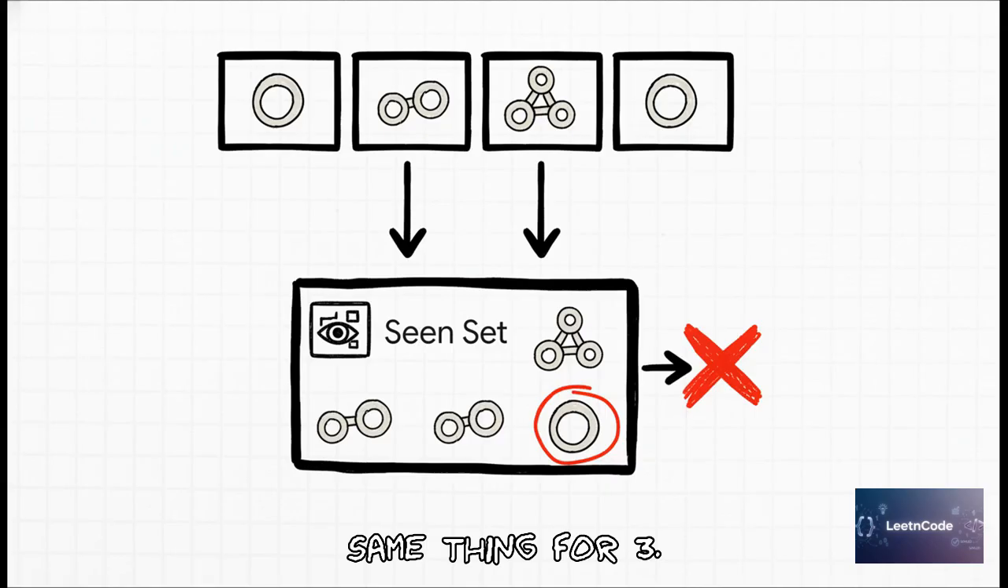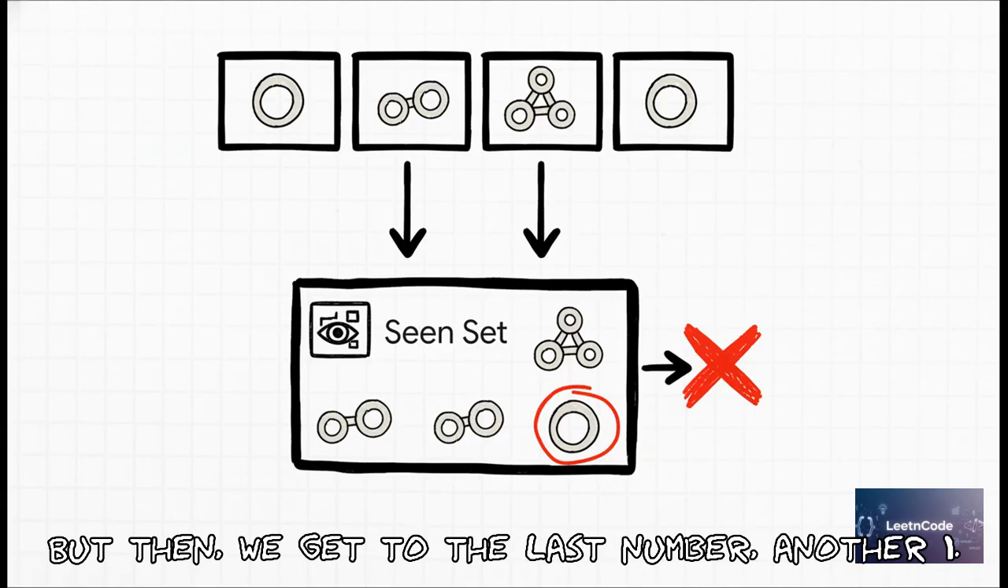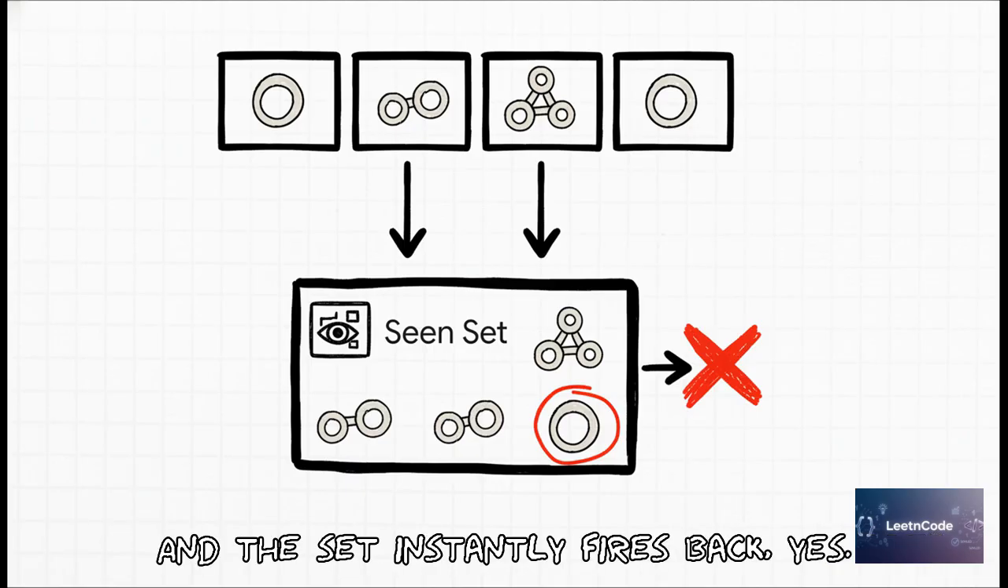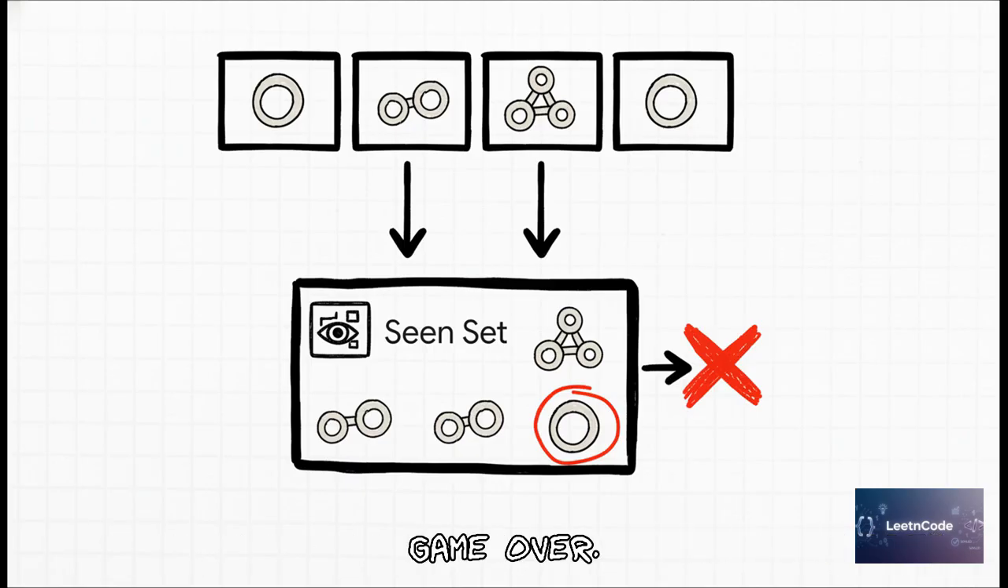But then we get to the last number, another 1. We ask our set, hey, have you seen a 1 before? And the set instantly fires back, yes. Game over. We don't even need to look at the rest of the list. Our job is done. We return true.